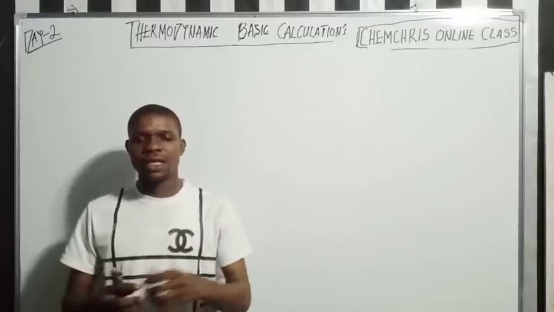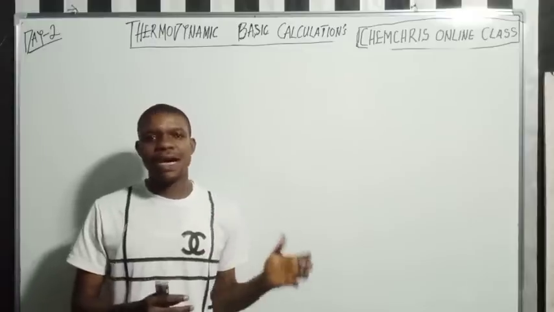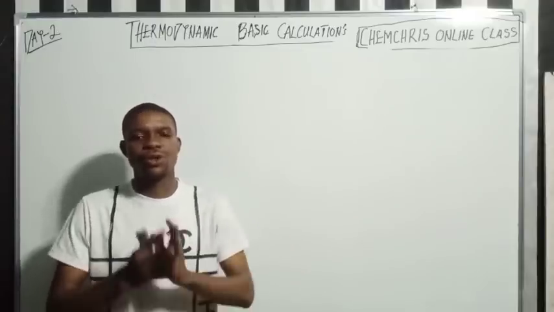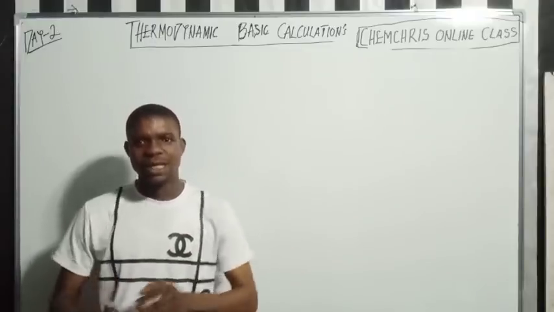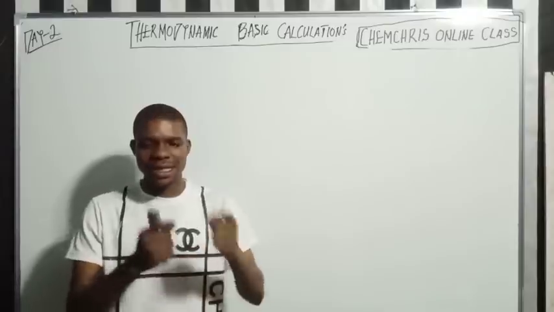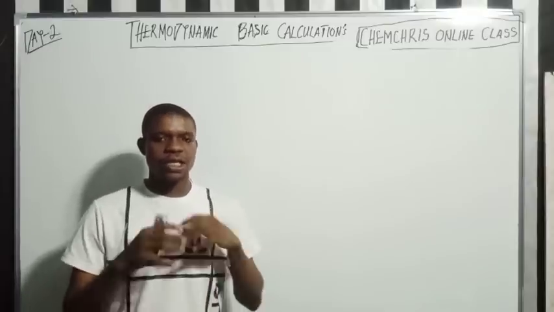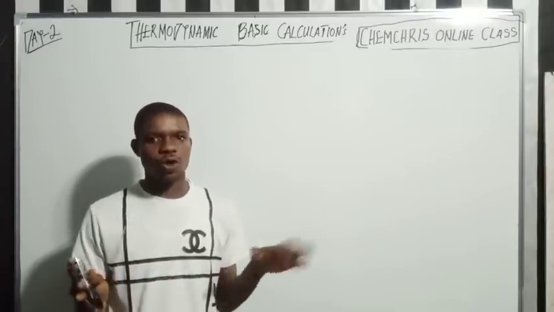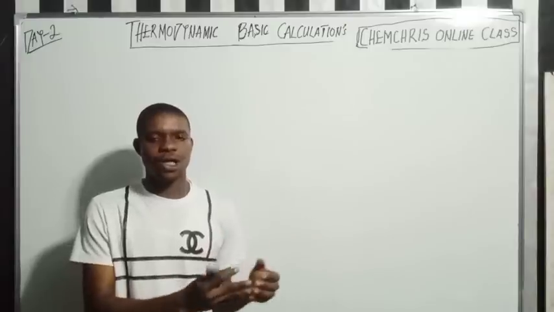We will also look at the isothermal reversible expansion of an ideal gas. We will look at the change in internal energy. Then we have so many calculations to look at, close to 10 to 15 calculations.